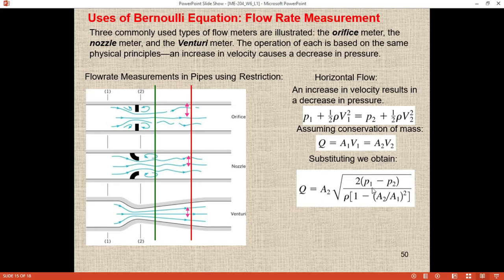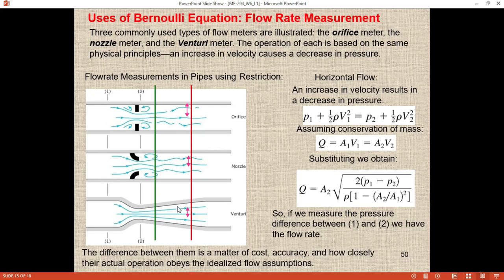So if you know the pressure difference across the two areas, you can easily find the flow rate. Okay, so this is the equation. If we measure the pressure difference between 1 and 2, we have the flow rate. Just put the value V1 in the form Q over A1, V2 equals Q over A2, and simplify it, and you will end up with this equation.